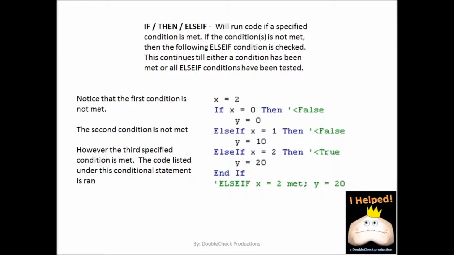Okay, here we have the if, then, or else if. And what that means is that we're going to have a few conditions that we're going to kind of go down a checklist. So we start at x equals 2. Is it equal to 0? Nope. So we go to the next condition. Is it equal to 1? Nope. So we go to the next condition. Is it equal to 2? The answer is yes. That statement is true. So we end up with y is assigned a value of 20.